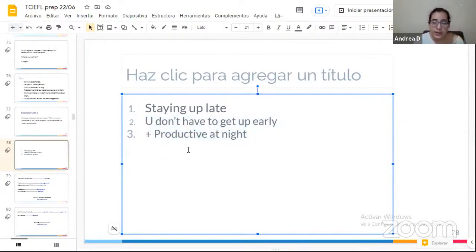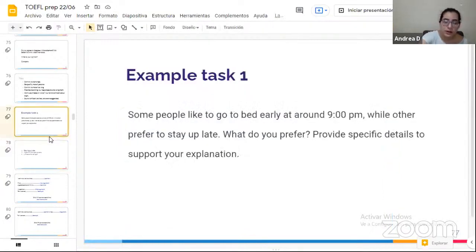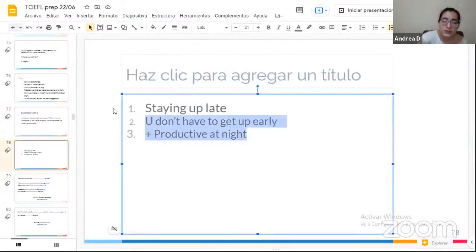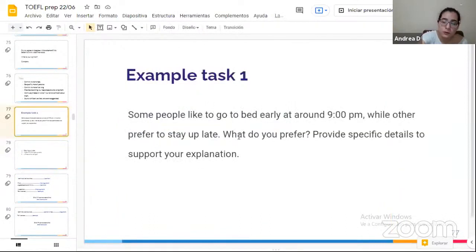And I also like that you're making it personal. You're not really saying, so staying up late is better because, I don't know, it's good for your health. So that would be like a general thing, right? That you could actually say for the other one. But these examples here, they're personal to you because that's what they're asking, right? They're saying, what do you prefer?